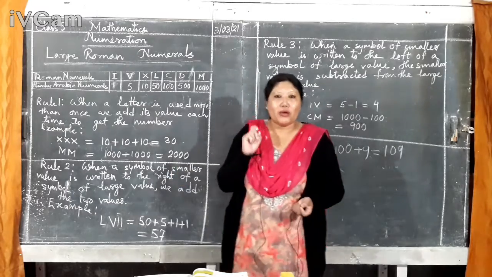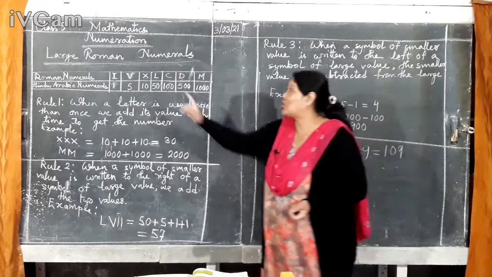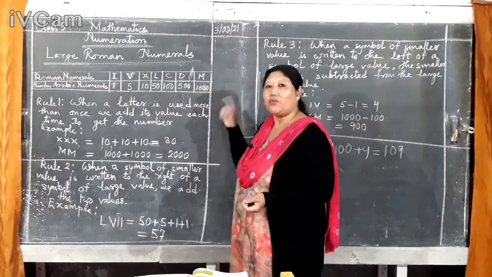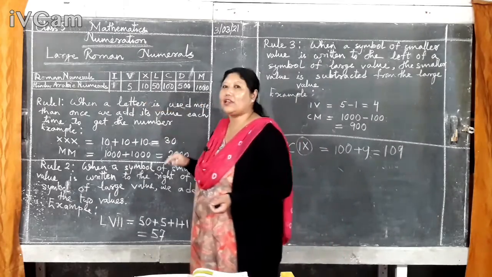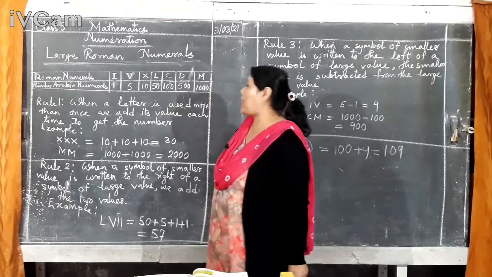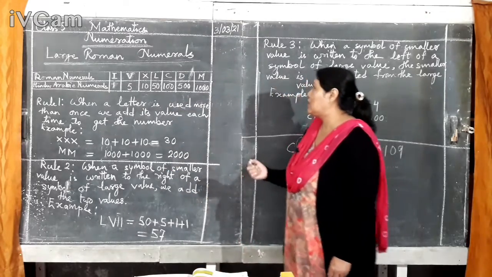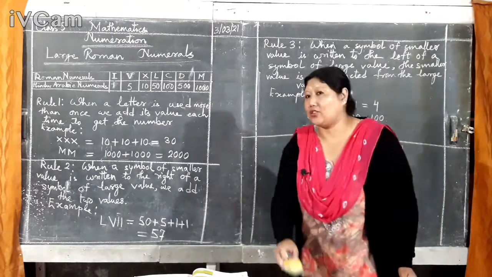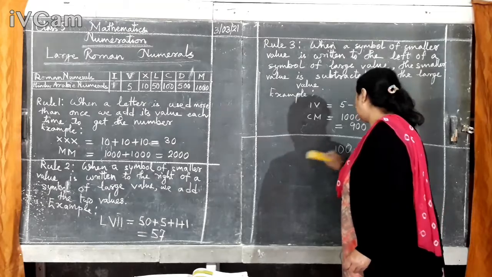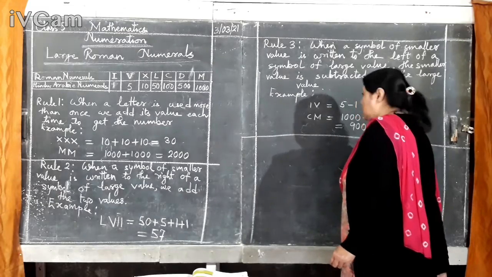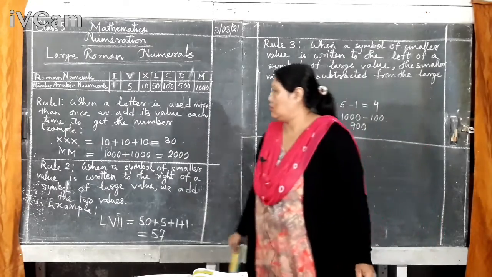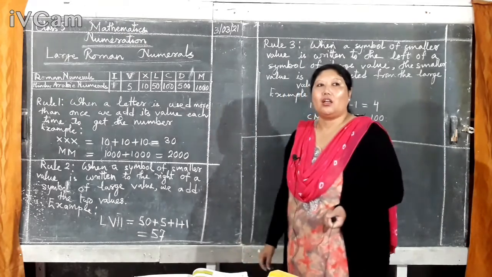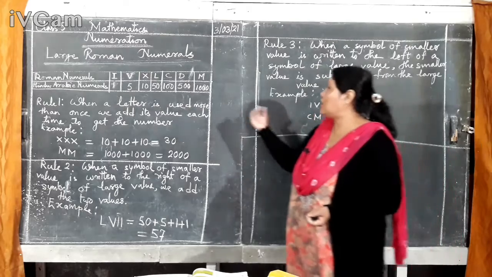Okay, so these are the rules to write the Roman numerals. Not just Roman numerals, but large Roman numerals, because these are bigger numbers. We did till 50 only in class 4. Now we have 100, 500, 1000. So how to write the other numbers? Today we will do till here, and what about the other numbers?